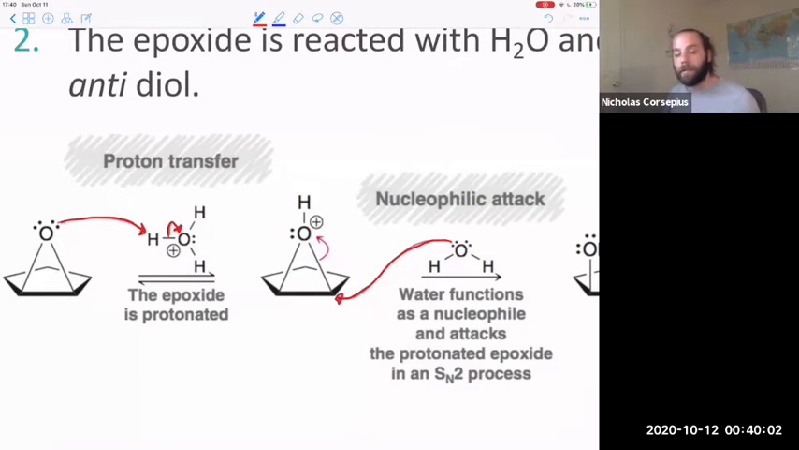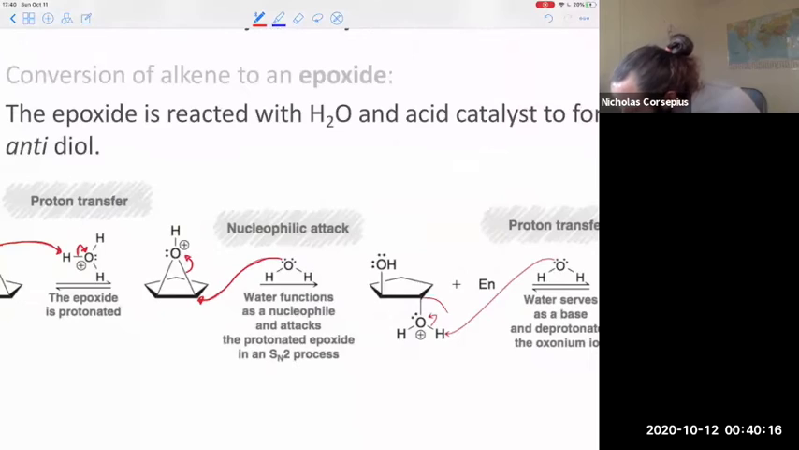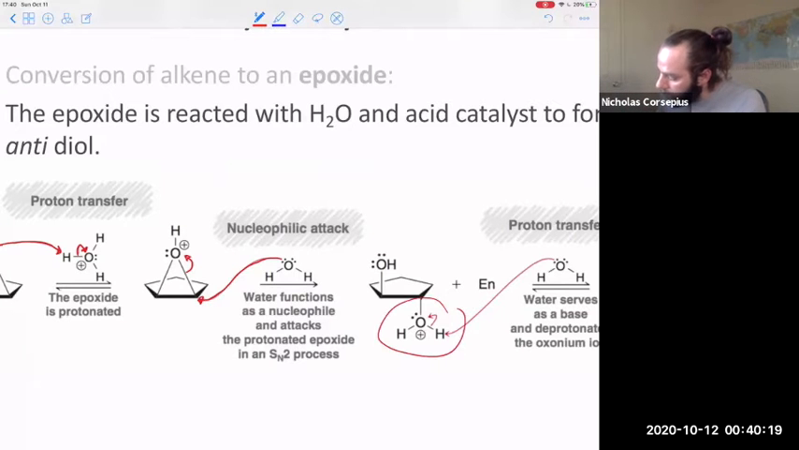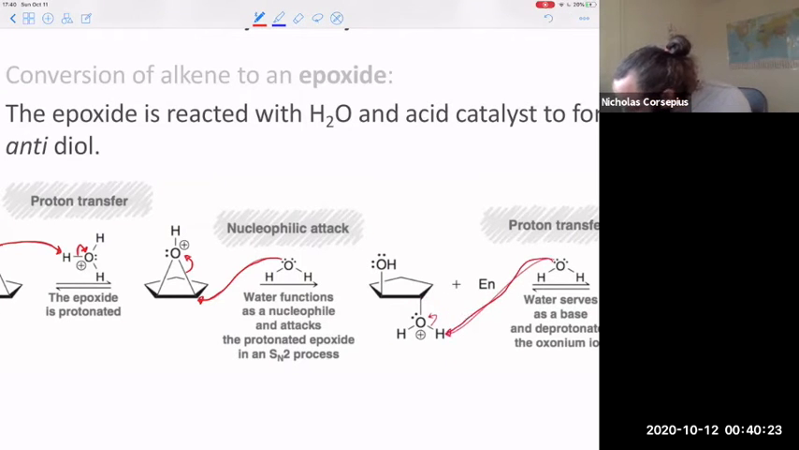And so what we're going to see now is the anti-attack from a neighboring water molecule, right? Because we have these cyclic intermediates, what we've seen with all of our cyclic intermediates is they force the nucleophile to attack from the other side. So that will attack there, and we'll be left with, again, that protonated oxonium ion.